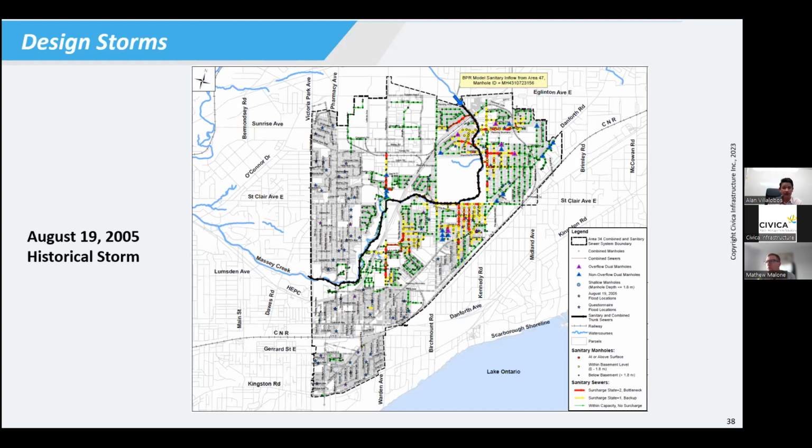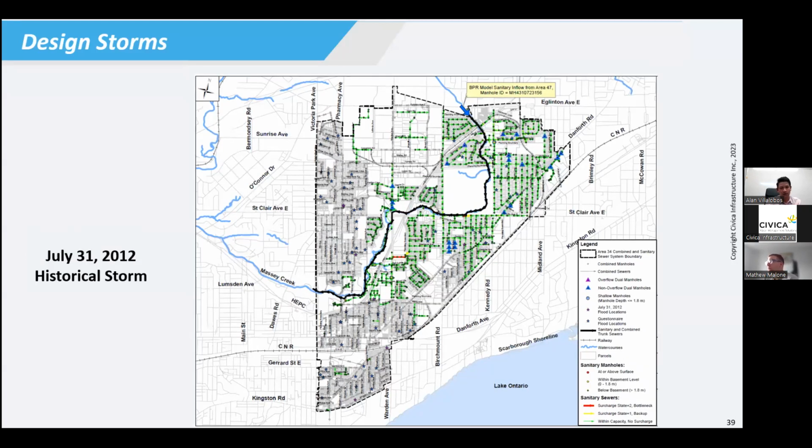So we have the historical storm for August 19, 2005. So we run the calibrated model, and then we show the results here. Red means that the pipe is a bottleneck. Yellow pipes mean is backflowing. The green nodes, if you can see the green nodes, it means that there's no risk of basement flooding. If you see a yellow node or a yellow manhole, that means that there is a risk of basement flooding. And then if you see red manholes or red nodes, that means that the water level is actually at the surface. So this is the August 19, 2005 event.